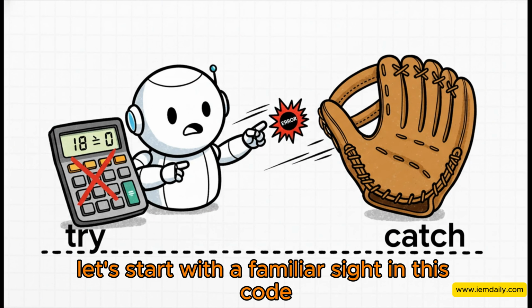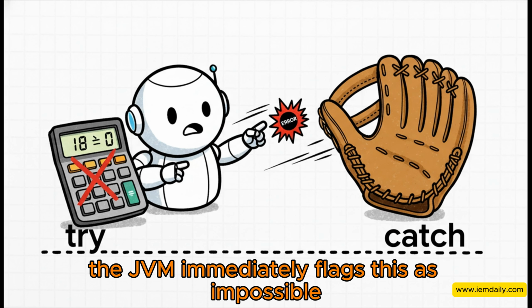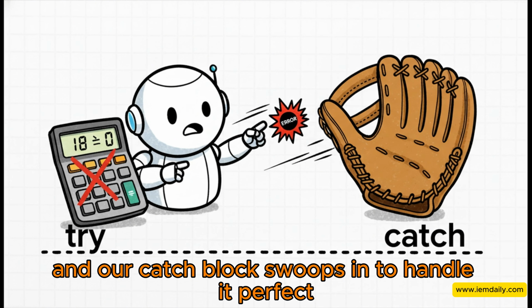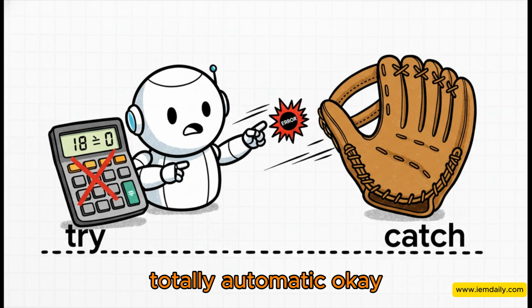Let's start with a familiar sight. In this code, we try to divide 18 by 0. The JVM immediately flags this as impossible, automatically creates and throws an arithmetic exception, and our catch block swoops in to handle it. Perfect. It works just like it's supposed to, totally automatic.